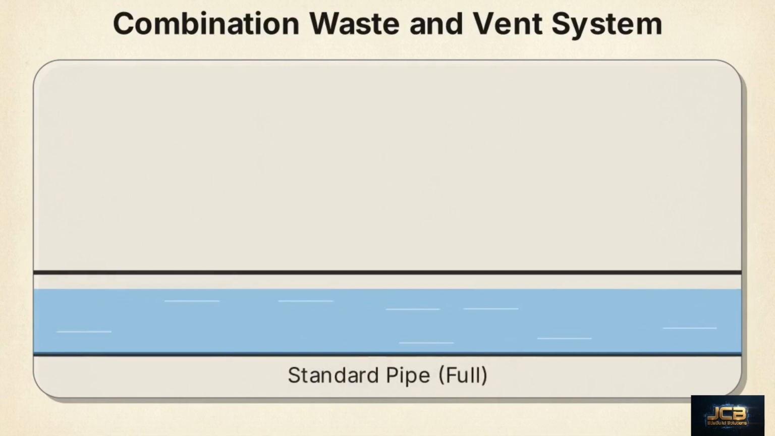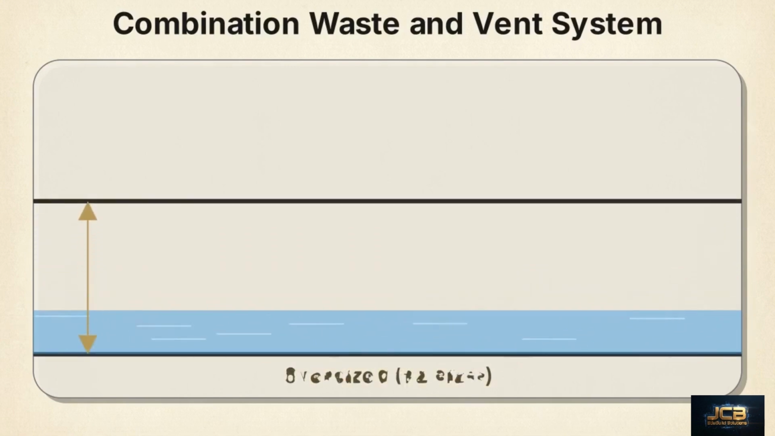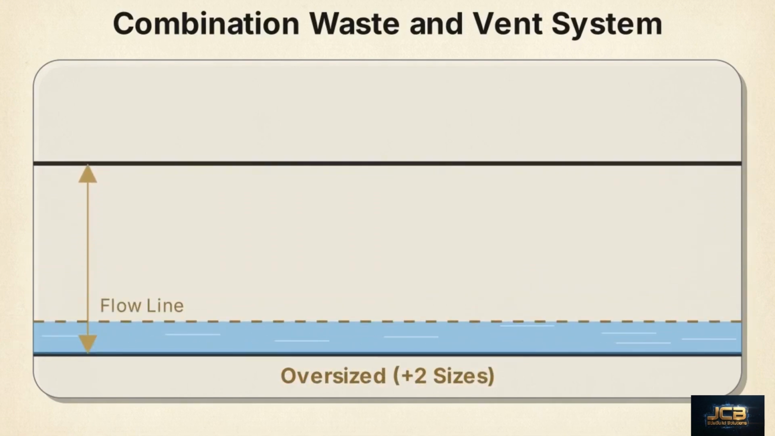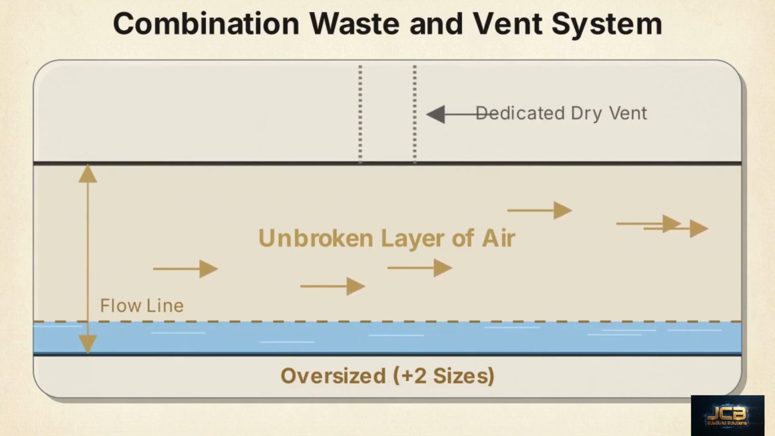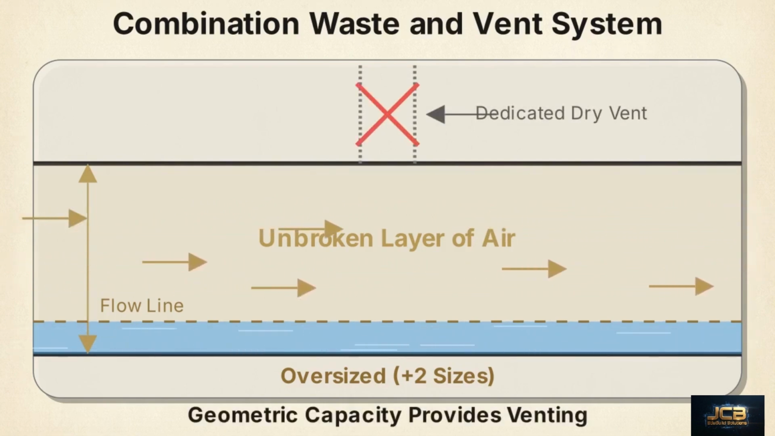Because this system limits the number of vents, Section 814.4 mandates oversizing. Every waste pipe and trap in a combination waste and vent system must be at least 2 pipe sizes larger than standard code requirements. The engineering logic here is geometric. By increasing the pipe diameter by 2 sizes, you ensure that wastewater will never fill the entire pipe. This creates an unbroken layer of air above the flow line, effectively substituting geometric capacity for a dedicated dry vent.